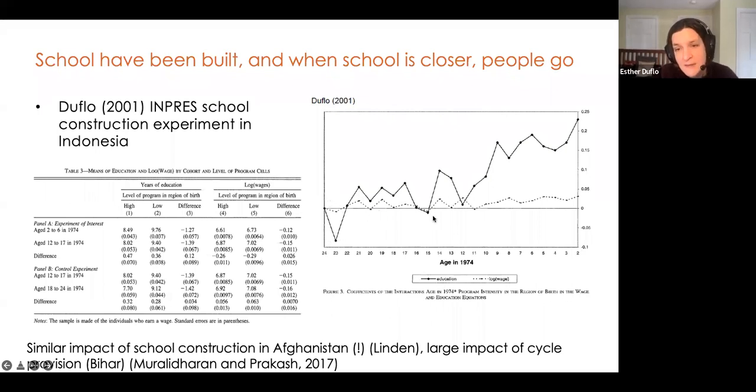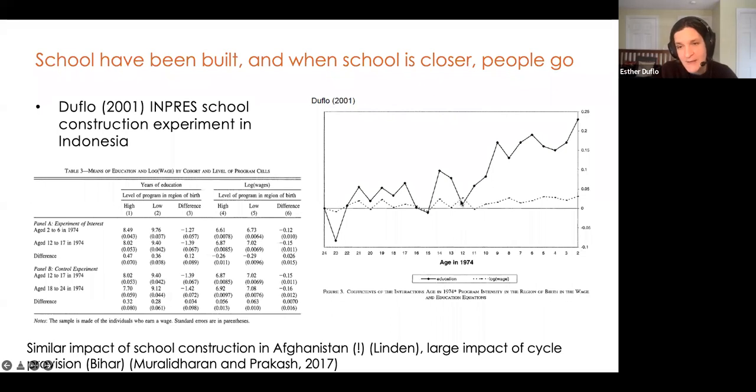And what we're seeing is that kids who were 12 or older in 1974 don't benefit from any of these schools. But compared to the older kids in the sample, for kids who were born later, so that they were 11, 10, 9, 7, etc., up till 2 in 1974, when all these schools were built, the younger they were at the onset of the program, the more they benefit.